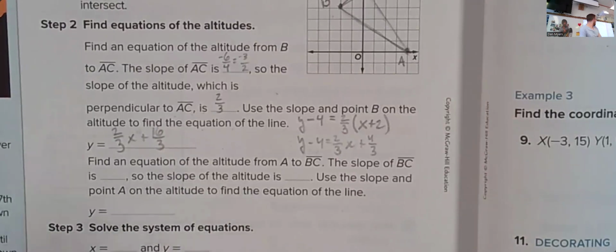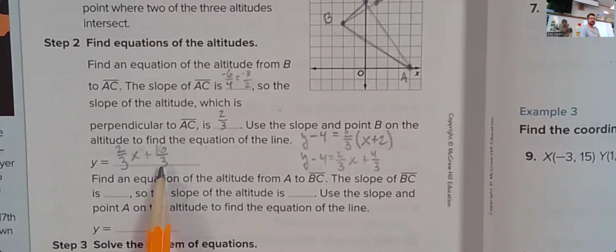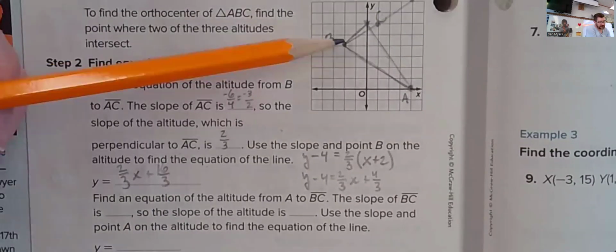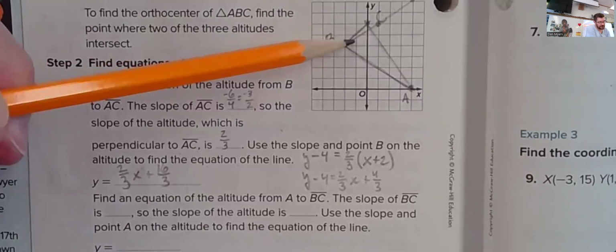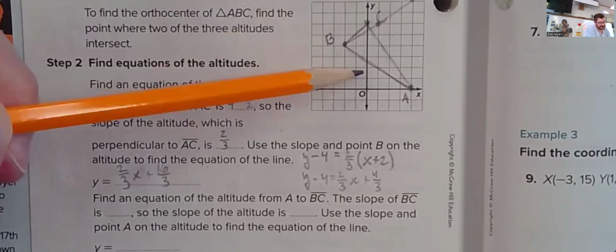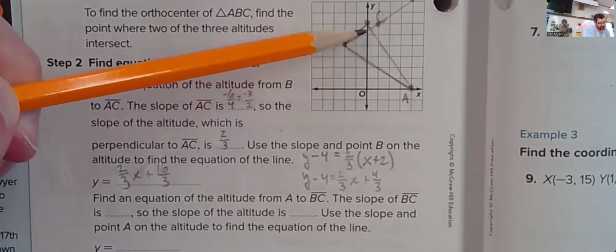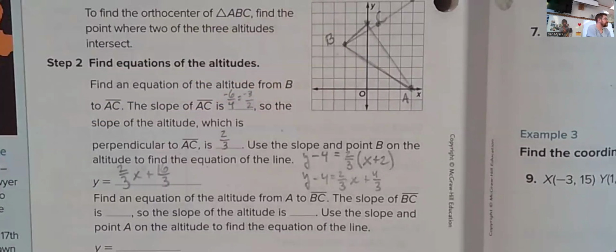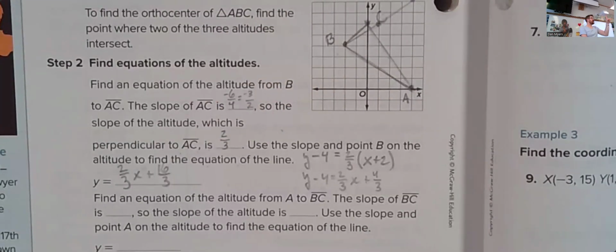And by the way, that will be the y-intercept. If you look at the graph here, look at where this line going through the opposite side crosses the y-axis. 1, 2, 3, 4, 5. And there's the 1/3, 5 1/3. So that ends up checking out just fine. So that's the equation of our first altitude.